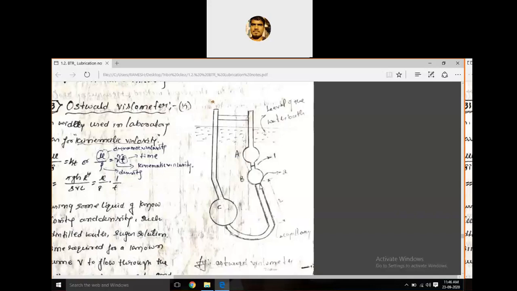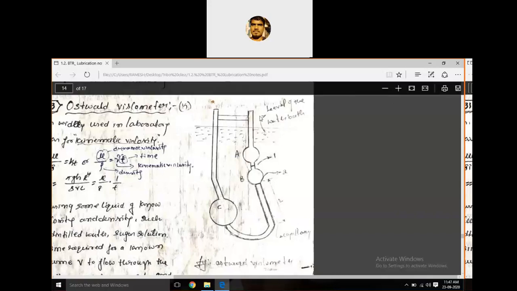Error may occur due to turbulent motion, when the flow in the capillary is not laminar. A change in pressure at the inlet and outlet of the capillary, due to the falling level of the liquid in reservoir B and rising level in reservoir C, also affects the results of the instrument. So we have to assume that.